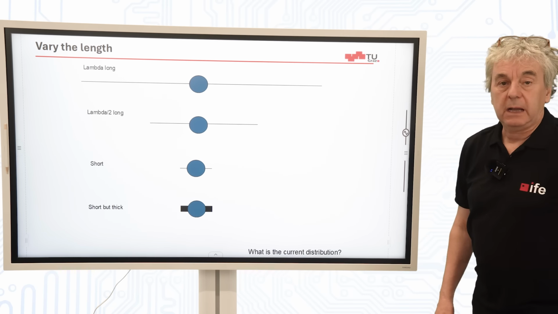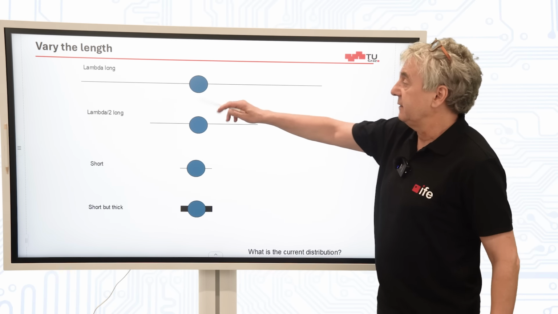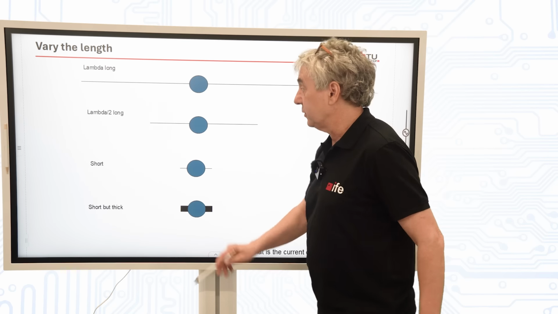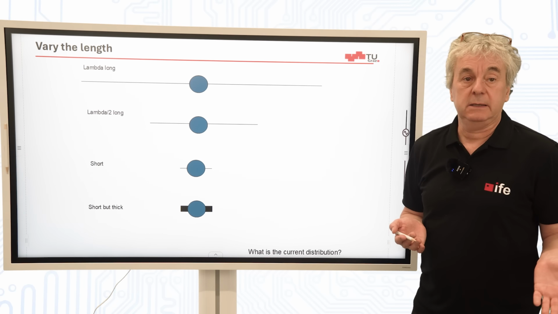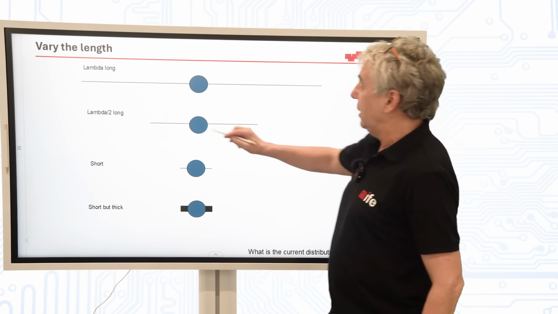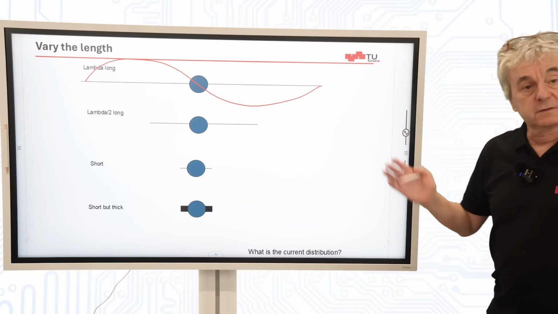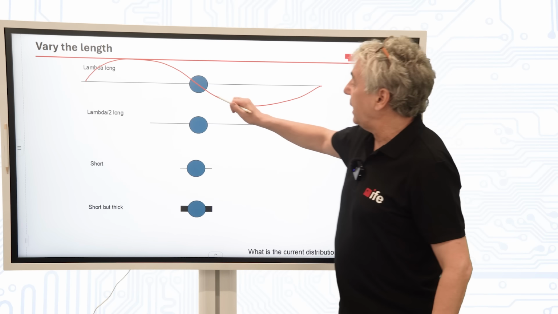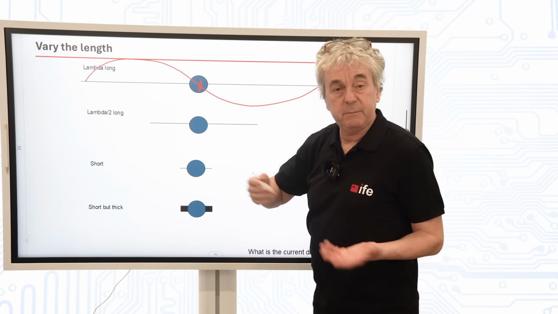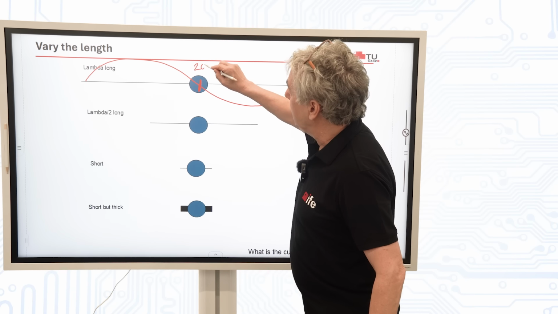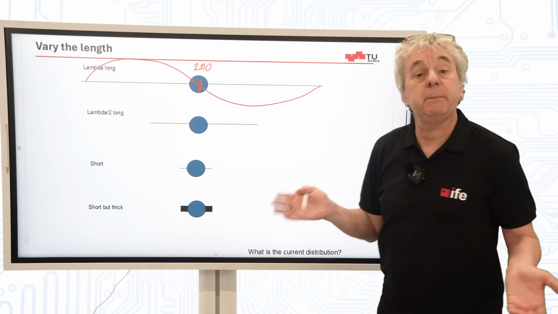Let's look at a couple of situations. We have an antenna. This is lambda long, this is lambda/2 long. This is short and thick. What will radiate better? Now, lambda long, we would see a current distribution like this, a full sine wave. And to drive it, it turns out the drive impedance is actually rather high. So drive impedance may be, let's say, 200 ohm. It depends on the thickness, but it can be driven well.